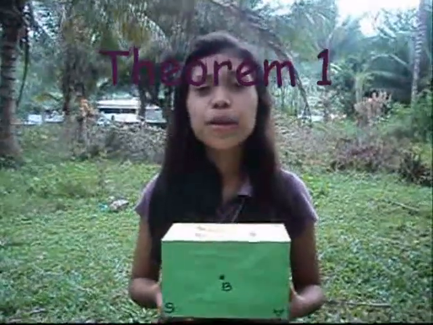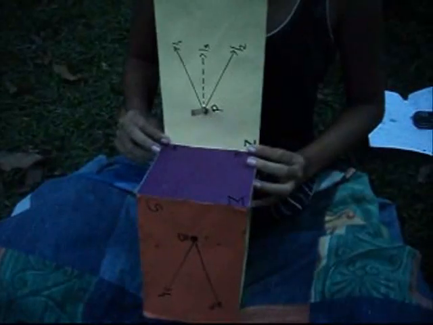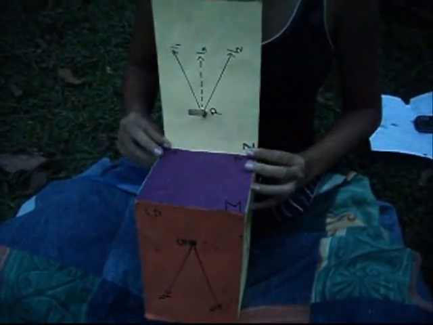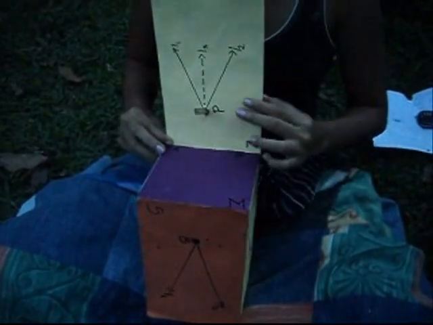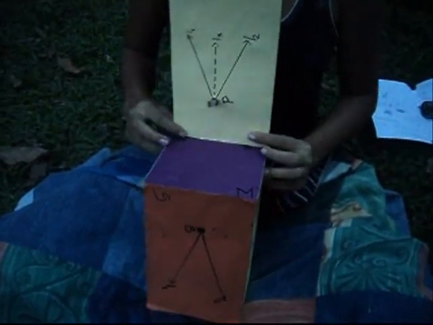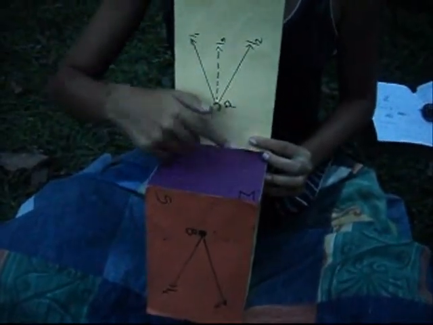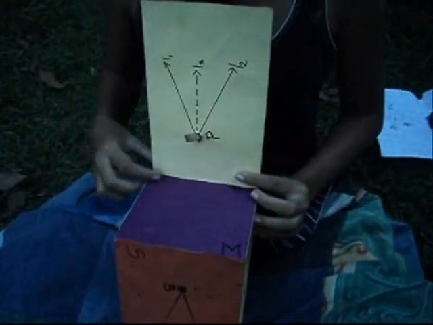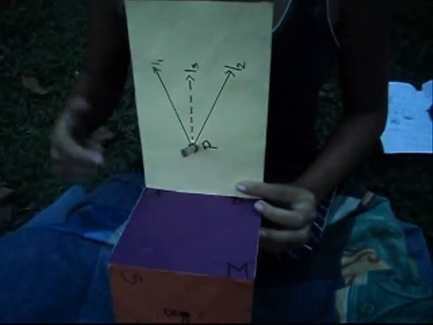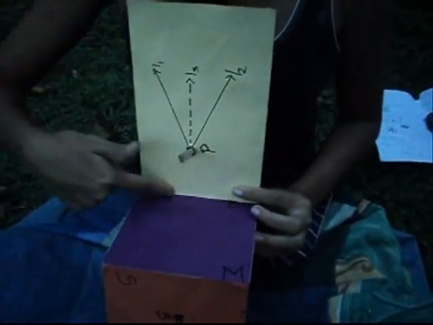Theorem 1. Two intersecting planes meet in a straight line. Supposing we have two intersecting planes, M and N, and we have point A and point B lying in both planes. We have to prove that the intersection of the planes is a straight line.